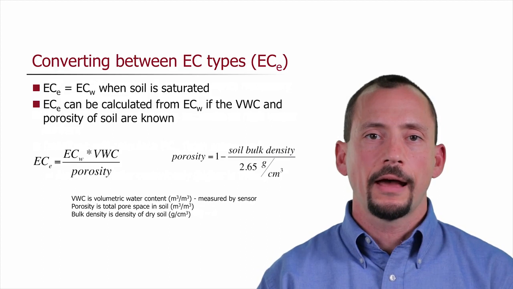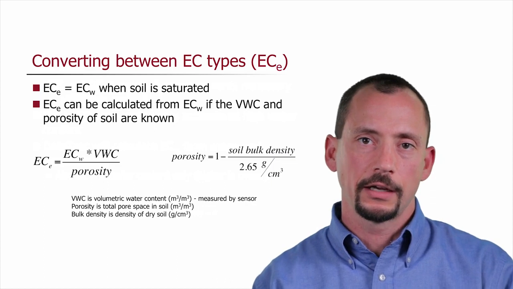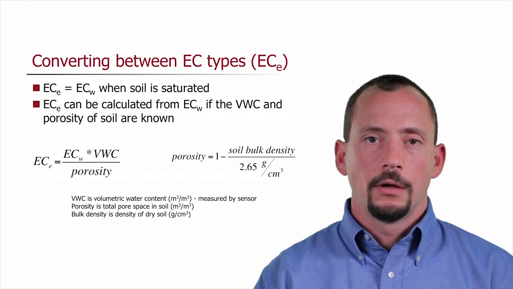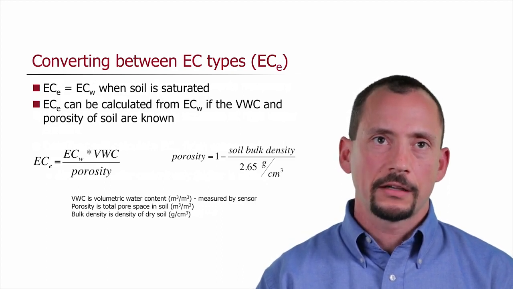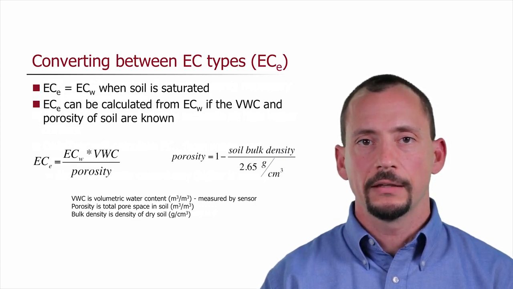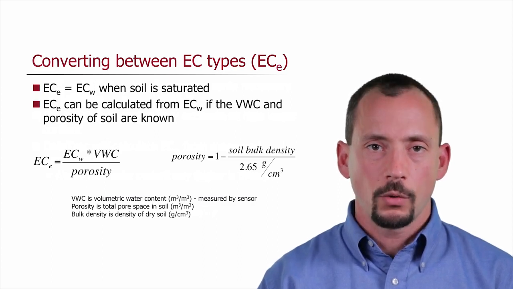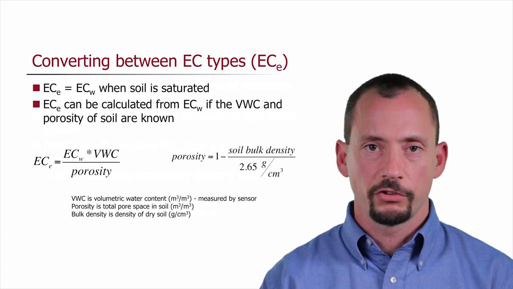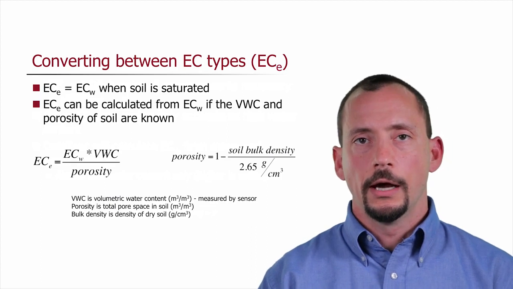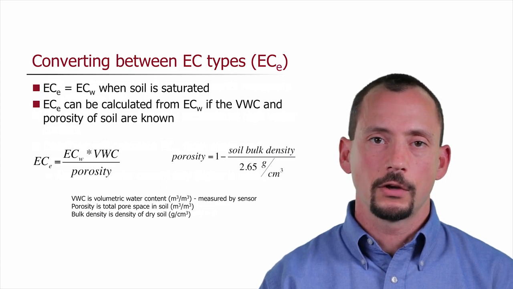So how might we calculate the saturation extract EC? We talked on the last slide about calculating the soil water EC. How about the saturation extract EC? Well, we know that the saturation extract EC is the same as the soil water EC when the soil is saturated. And getting back to that saturation level is actually pretty easy if we know the volumetric water content of our soil, which our sensor gives us, and if we know the porosity of the soil. Okay, so if we know the bulk density of the soil, then we know our porosity. We can calculate that using the equation on the right.